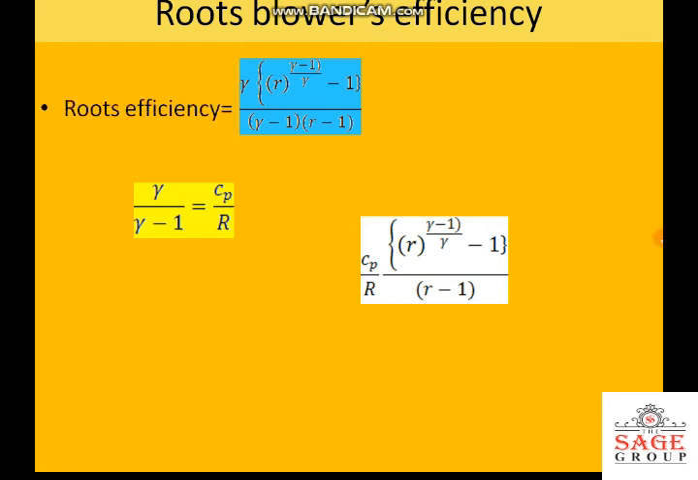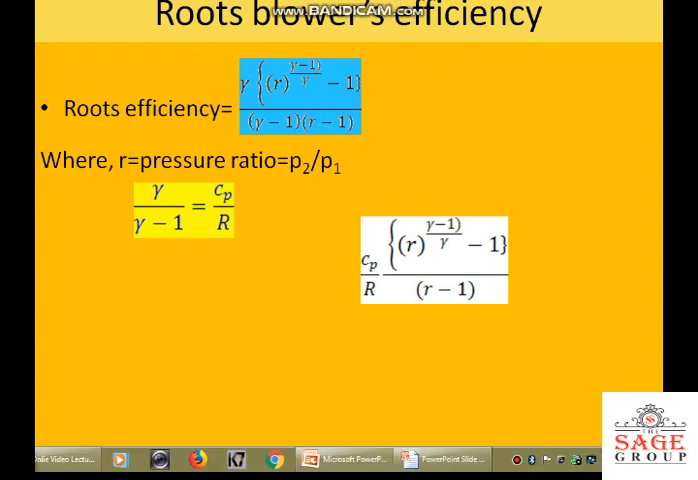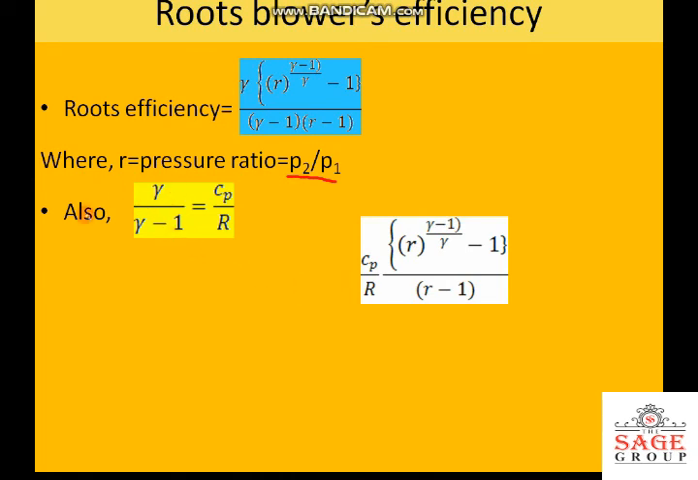Also here the roots blower efficiency is written in this relation: gamma upon gamma minus 1 times (R to the power (gamma minus 1) upon gamma minus 1) upon (R minus 1), where R is the ratio P2 by P1. Now gamma upon gamma minus 1 is equal to Cp by R. So by replacing this value here, the roots blower efficiency can also be written as Cp by R times (R to the power (gamma minus 1) upon gamma minus 1) whole upon (R minus 1). Thank you.